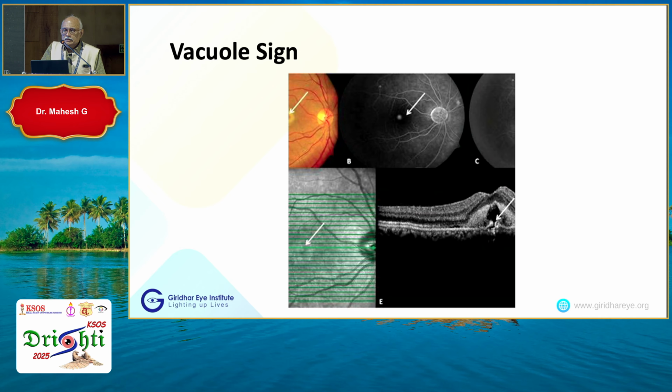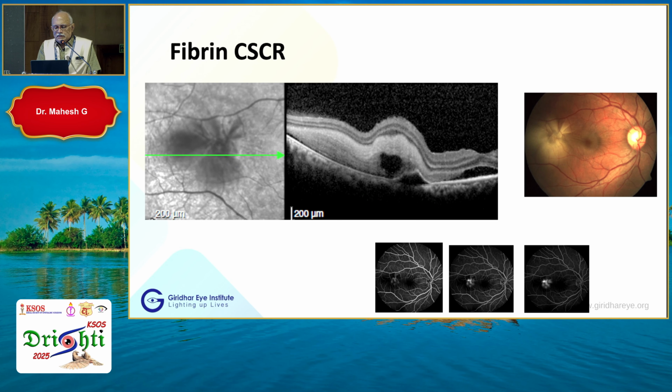We reported, Bindu reported in Retina way back in 2013. So this is a vacuole sign. Because of the high flow of fluid, there will be some clear area just next to the RPE. And this is another example of fibrin in CSCR. A lot of fibrin is there, and that is being shown as hyperreflective area.